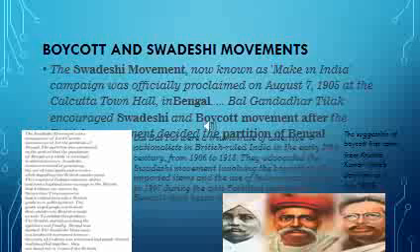Women came out of their homes for the first time and joined processions and picketing. During the movement, even the moderate leaders like Surendranath Banerjee toured the country urging the people to unite and boycott British-made goods.